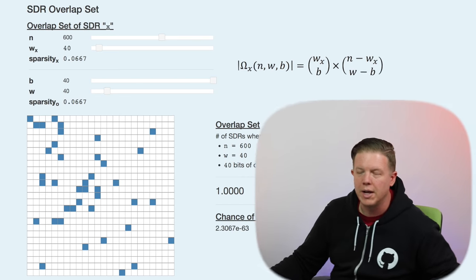So as we talk about today's lesson and we look at all the SDRs we're going to look at today, keep in mind that every bit in these represents some type of neuron or neural activity, and that's how your brain processes information. So let's take a look at overlap sets.